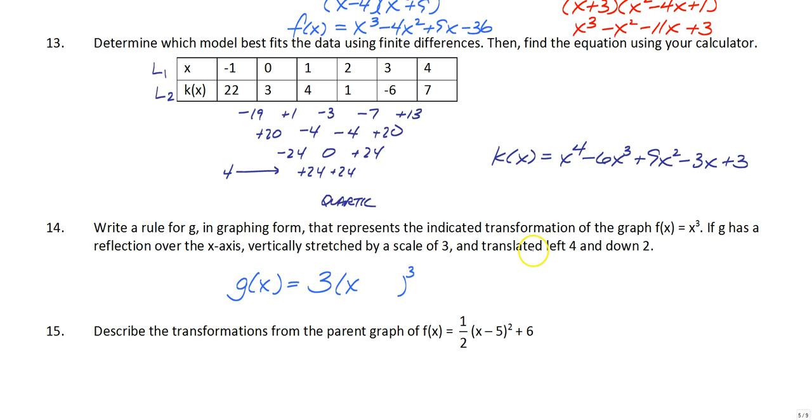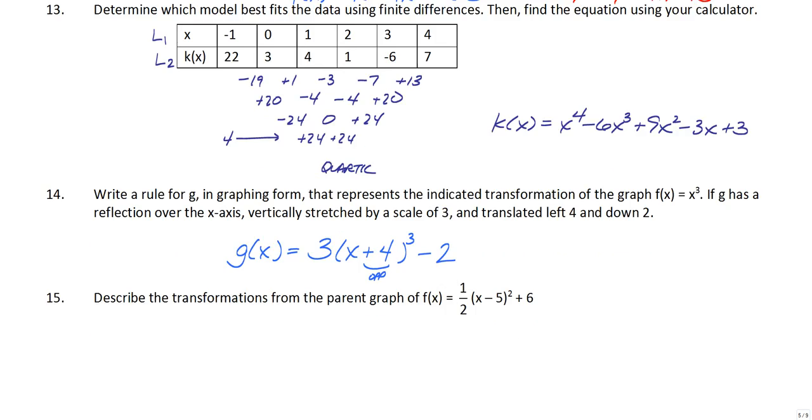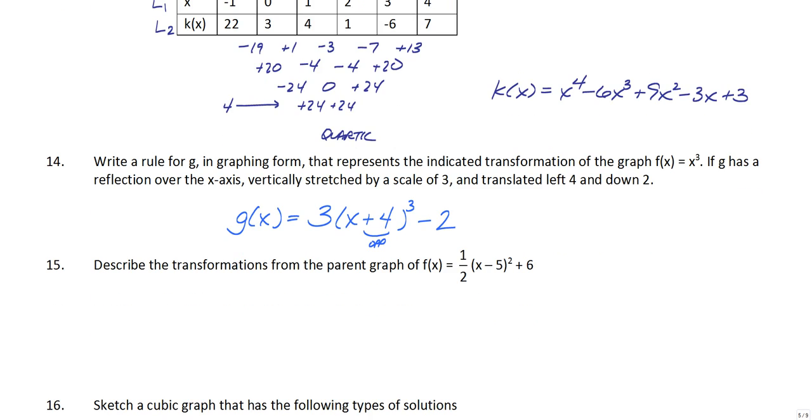Translation of 4 left means we have a plus 4 on the inside because it's opposite of what we think. Okay, we would typically associate left going to the negative direction, but it's opposite. Finally, 2 down is a minus 2 at the end, exactly the direction you would think it goes. Okay? So number 15 is just opposite.